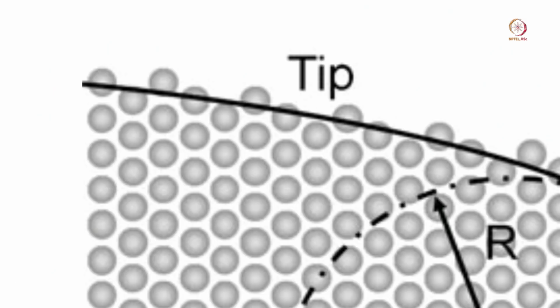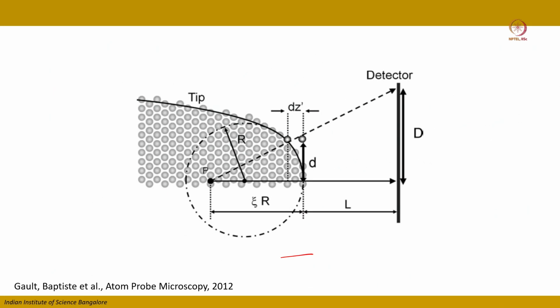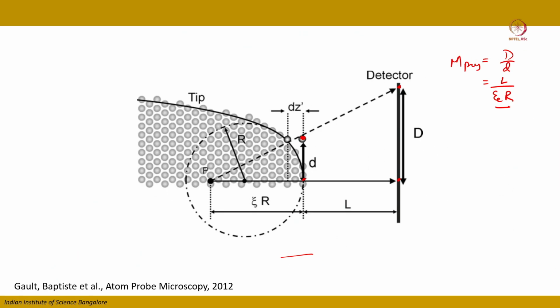Here the M projection is equal to D by d, which equals L by R. D is the distance from the ion impact point to the center of the detector, and d is the distance between the specimen axis and the projection of the ion into the plane. This is the plane perpendicular to the specimen axis, the projection of that particular ion into the space perpendicular to the projection axis.